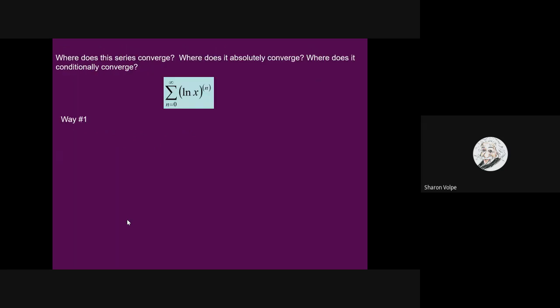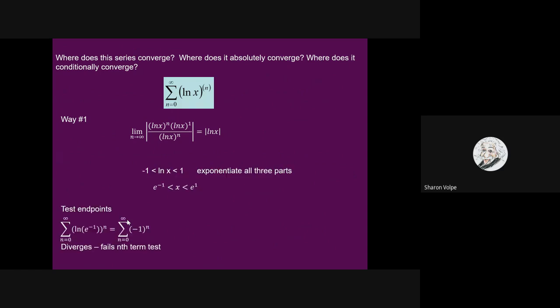Okay, so where does this series converge? Where does it absolutely converge? Where does it conditionally converge? 2 ways to do this problem. I can either use the ratio test, and when you use the ratio test, you have to show that you're testing the endpoints. There are no exceptions to this. You have to, if you're running the ratio test, show that you're testing the endpoints.